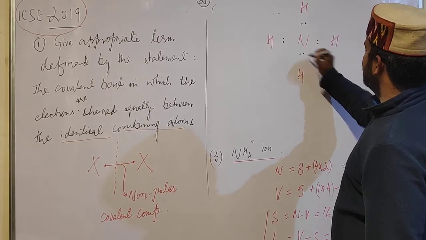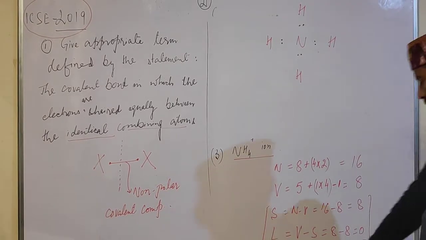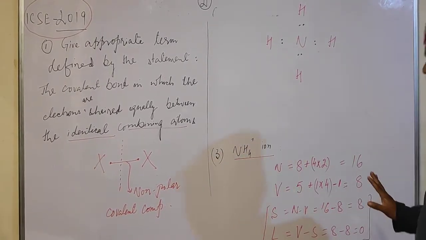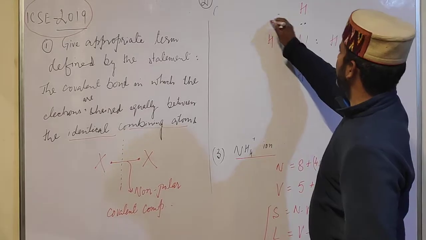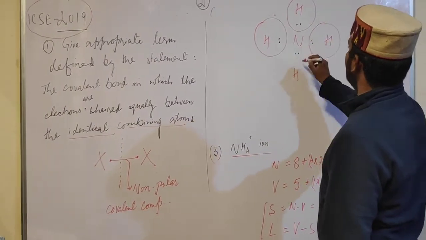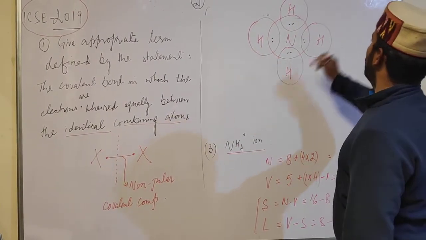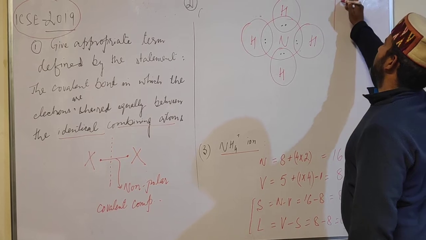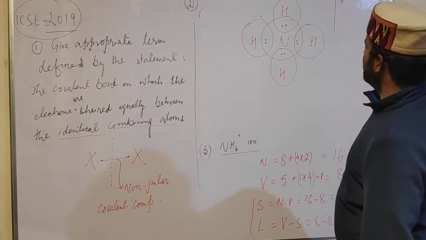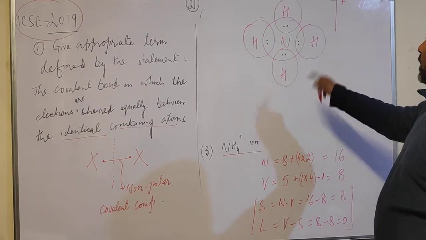So now you can see we have consumed all the electrons. Now we do not have any lone pair, and all the atoms also have what? Hydrogens have complete duplet and nitrogen has a complete octet, and net charge is +1. So this is the electron dot structure of ammonium ion.